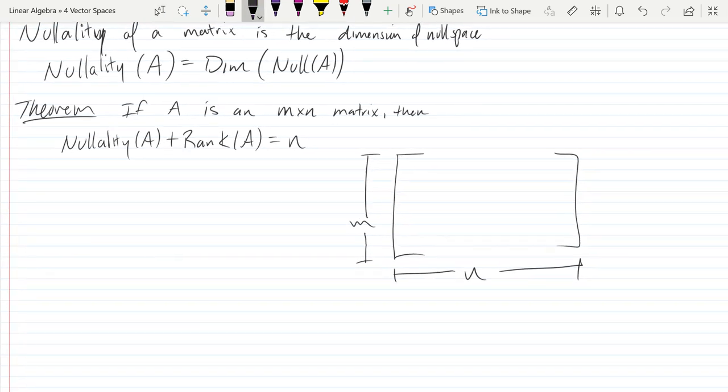So if you do row reduction, let's say N is greater than or equal to M in this example, and if everything works out nicely, you'll get ones down here, and then you'll get some stuff after that, assuming that your matrix is wider than it is tall. That's what it will look like.